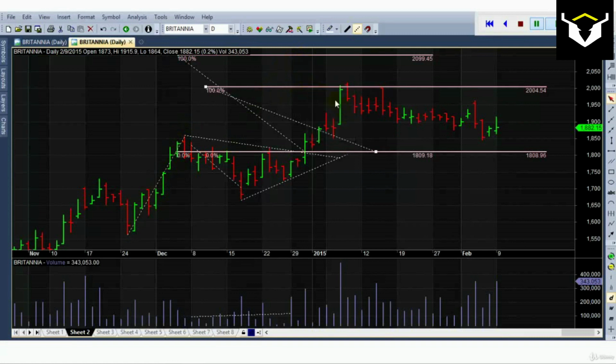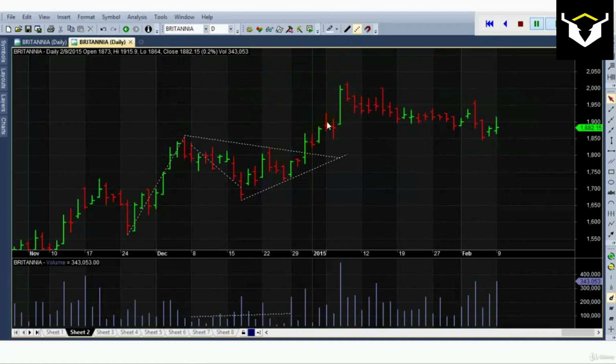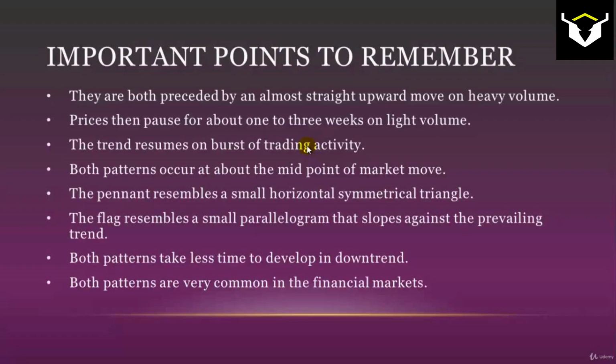Nonetheless, it did turn out to be a positive trade. Even if we were to trade using a 2 bar low stop, we could be stopped out at the range of 1920. It is still a good price target after entry at 1840. So we'll go ahead and once again revise important points that we must remember while trading flags and pennants.